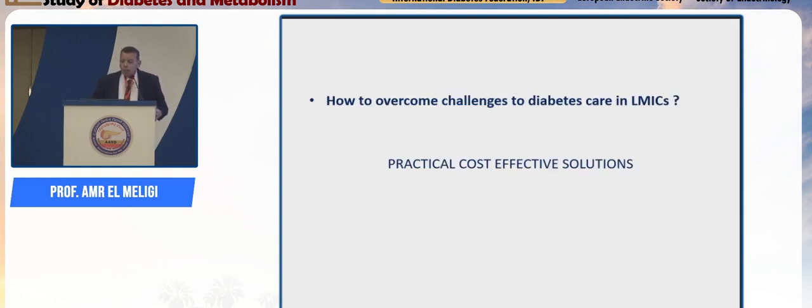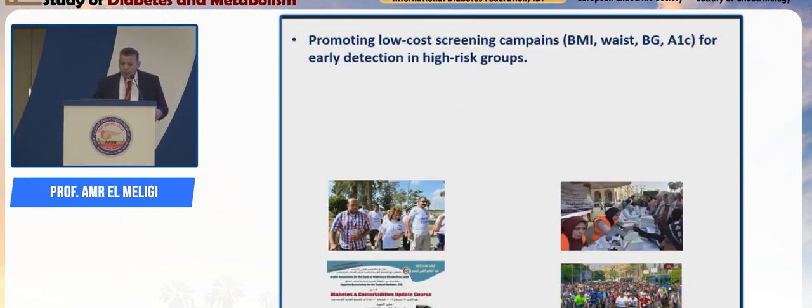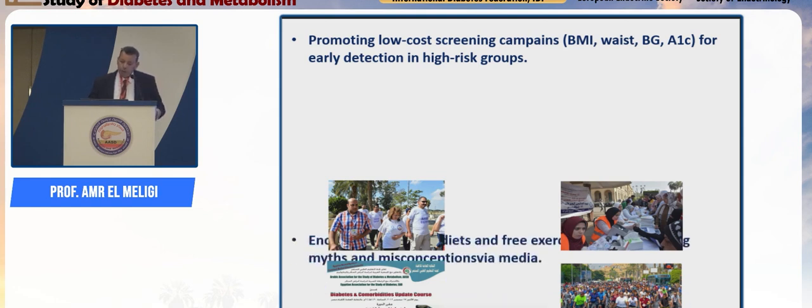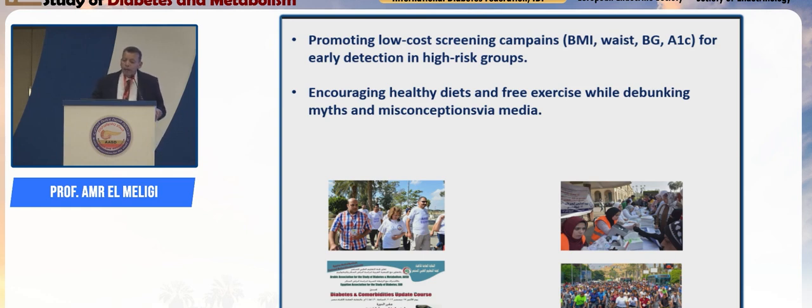How to overcome challenges to diabetes care in low and middle income countries? This needs practical, cost-effective solutions. Number one, promoting low-cost screening campaigns, using tools in campaigns like BMI, waist, blood glucose, and A1C for early detection in high-risk groups. I need low-cost measures or low-cost tools. Encouraging healthy diet and free exercise while debunking myths and misconceptions via media.